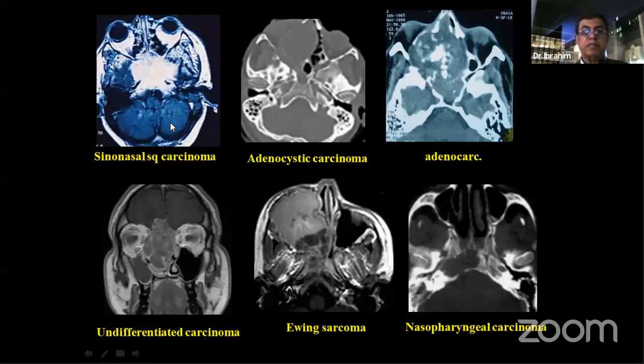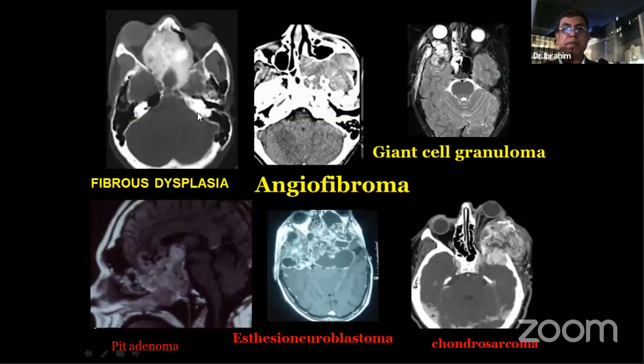Sinonasal carcinoma, a patient of mine from Syria. Adenoid cystic carcinoma from Iraq. Adenocarcinoma from Sudan. Undifferentiated carcinoma here from Jordan. Ewing sarcoma in Jordan. Nasopharyngeal carcinoma. Fibrous dysplasia, a patient of mine. Angiofibroma, it's not my patient. Giant cell granuloma is one of my patients.